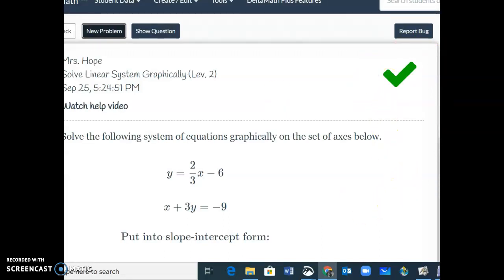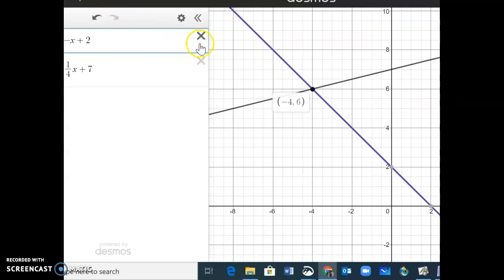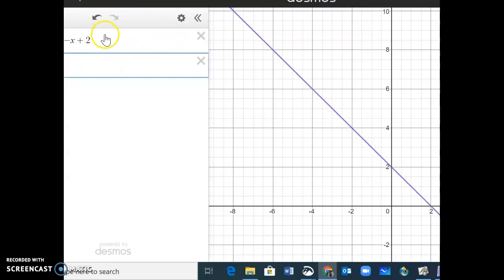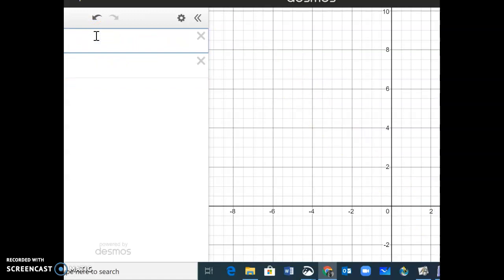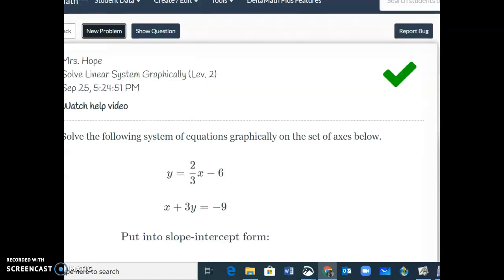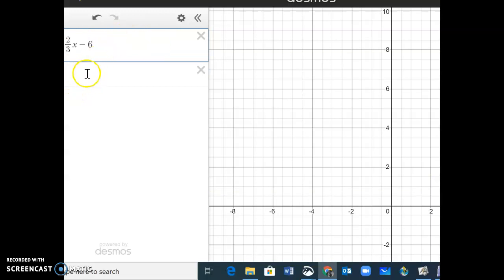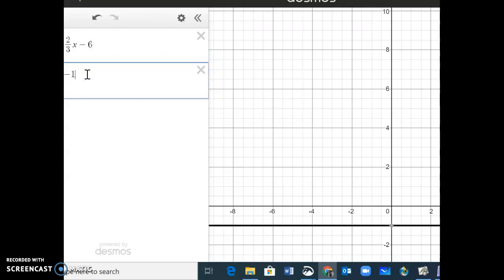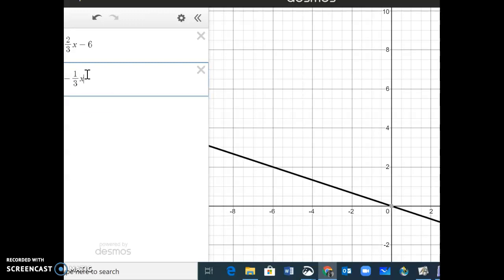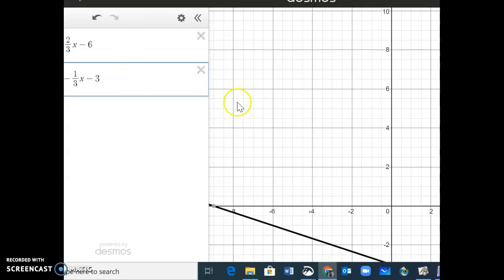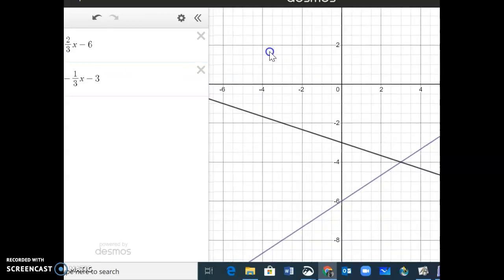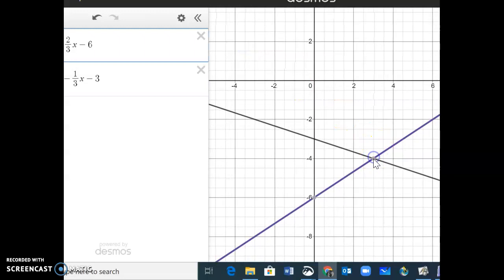Okay, so let's go put that one into Desmos while we're here. I'll clear out the lines I've got in Desmos right now. Okay, so the first one that we had, 2/3 x minus 6. Let's type that in. And those of you guys who are in-class students, you can use Desmos while you're at home. And the second one, y equals -1/3 x minus 3. All right, now I have to scoot the screen. I can't see it, so I'll scoot the screen to where I can find that point of intersection. And there it is, 3, -4.